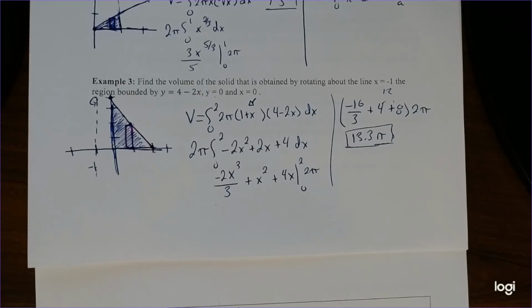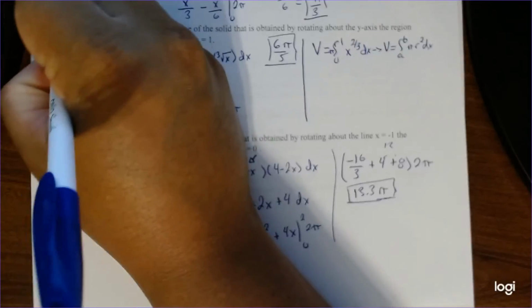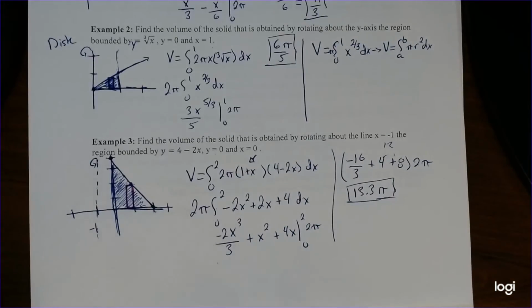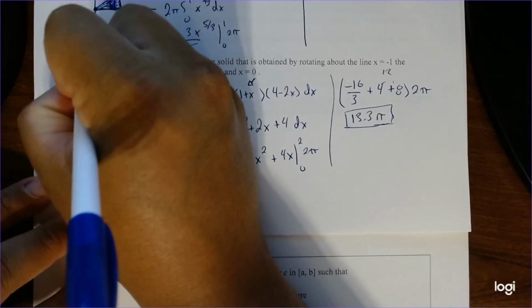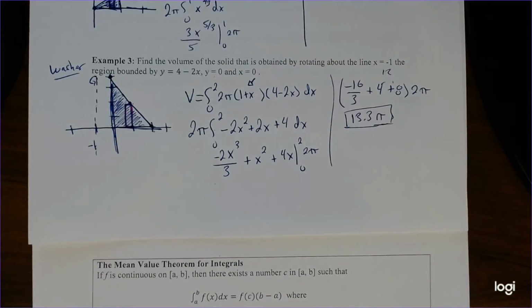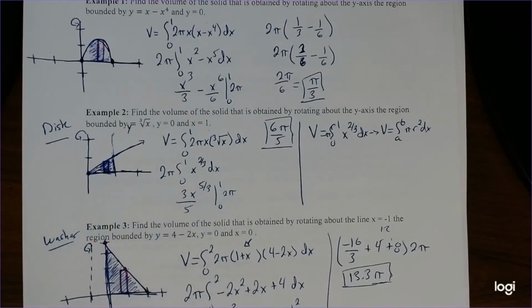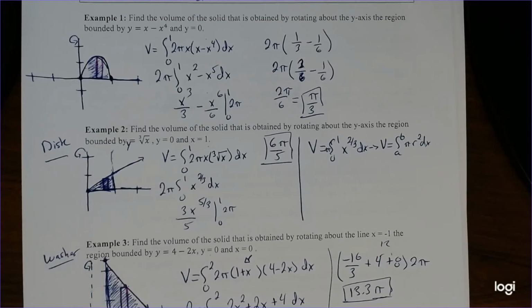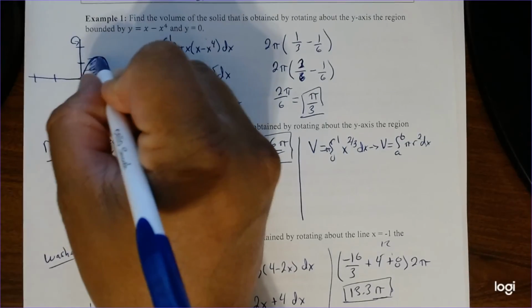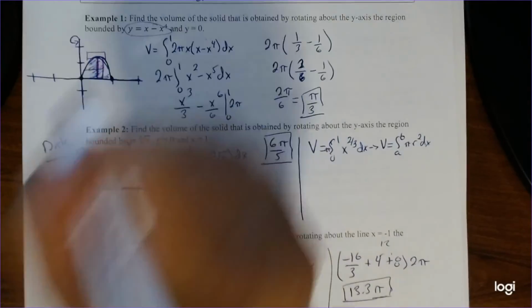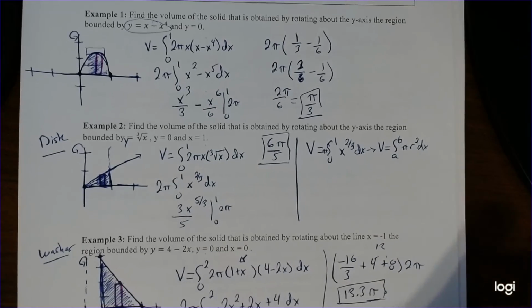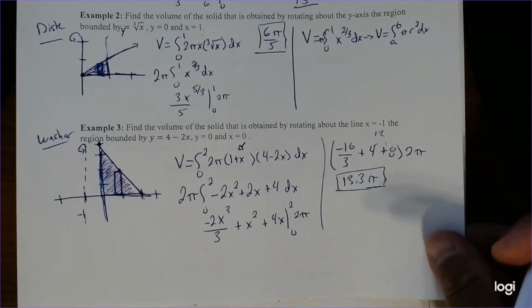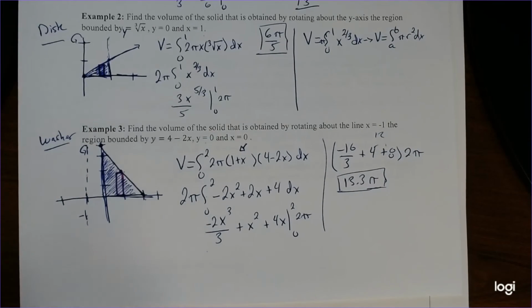Okay. Now the cool thing is, like I said, in example 2, you can use the disk and you get the same answer. And in this one down here, you can actually use the washer and still get the same thing as well. So there's multiple ways to do it, but again, the most common reason to use shell is, for example, the first one, where it was almost impossible to solve for y, right? If we actually did the washer method, good luck trying to solve for x, right? And that's why the shell method is actually pretty cool, like worst case scenario. Okay. Right? And that is the shell method.